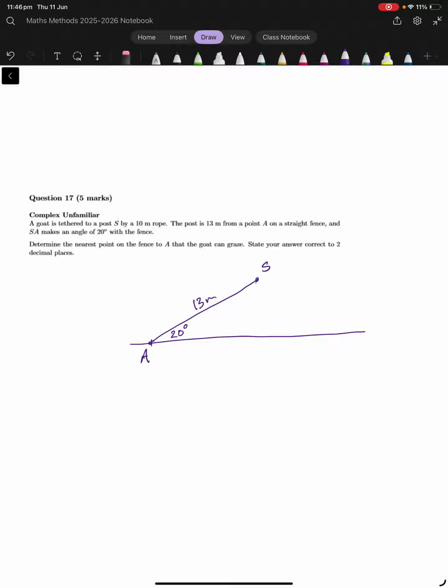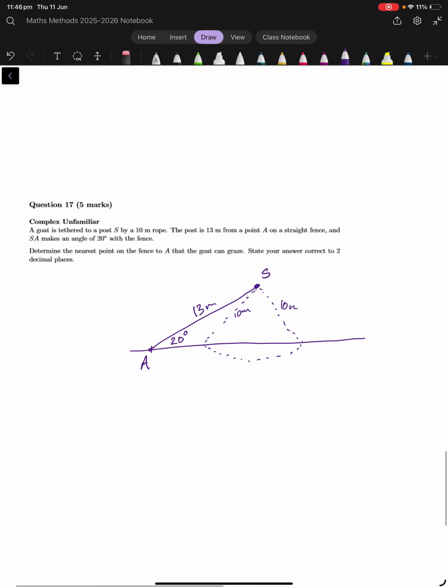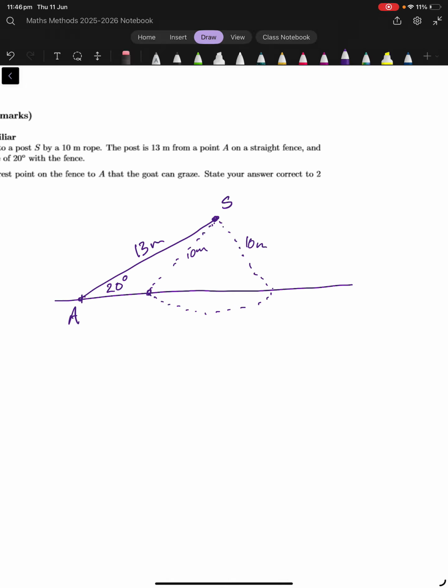So if you imagine a 10-metre rope that the goat is on, I'm just going to dot in the rope. That could be 10 metres there. I could also have 10 metres this way. So there's a little range. If the fence wasn't blocking it, that would be making a nice little arc of a circle there. So the goat is here, chained to here. It can get all the way over here. The closest point is the point I'm looking for.